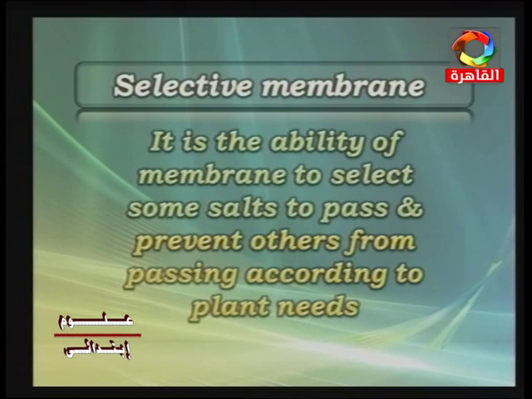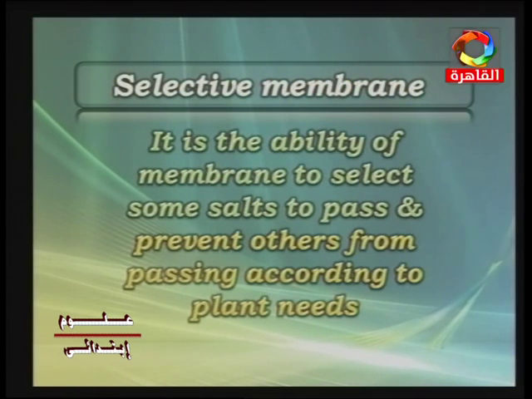So the plant needs some kinds of salt, like zinc or sodium, so it moves them inside. But it doesn't need some kinds of bacteria or fungi, so it keeps them away. The door will be closed to prevent the entrance of these. So the selective membrane is a type of membrane found inside the cells of the root hair that chooses any type of salt the plant needs, and prevents the entrance of salts it doesn't need.